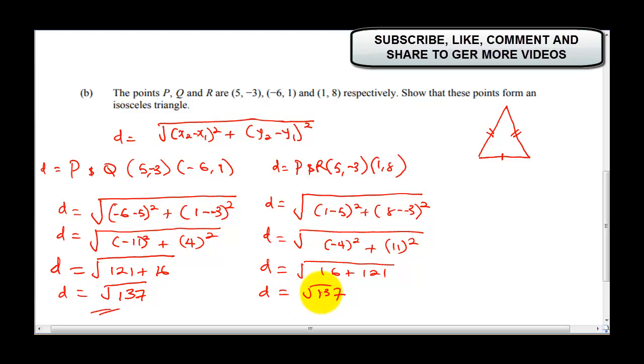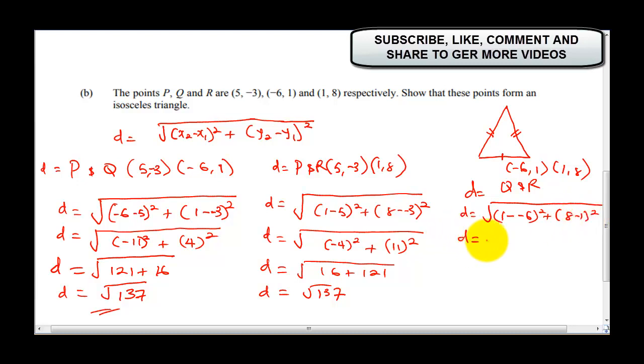Now we've established that two sides are equal, but it's not enough for us to judge the question, because let's check the third side to make sure it's not an equilateral triangle. So we're going to look for the distance between Q and R, which is (-6, 1) and (1, 8). D is still going to apply our formula. So x2 minus x1 is 1 minus 6, all squared, plus 8 minus 1, all squared. 1 minus 6 gives us 7 squared, and 8 minus 1 gives us 7 squared.